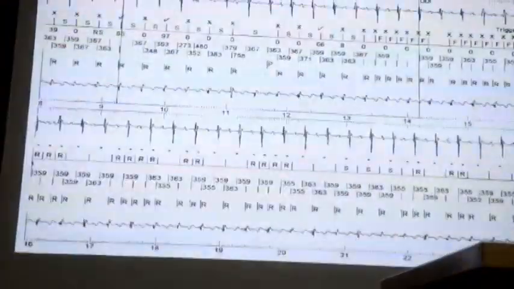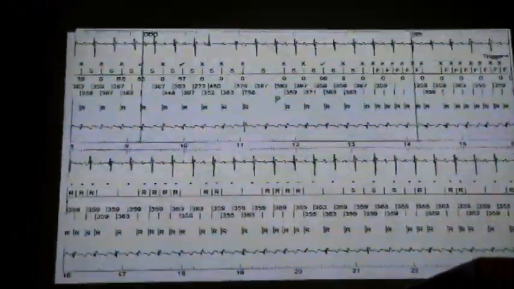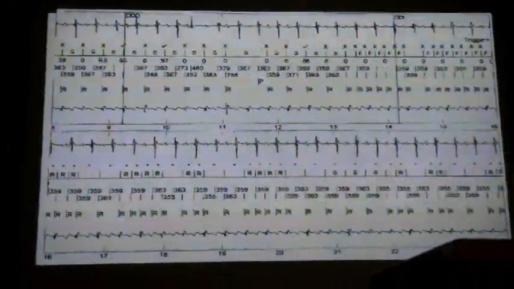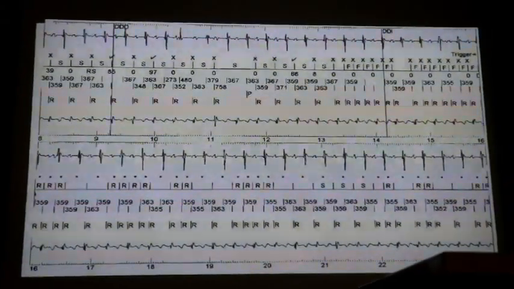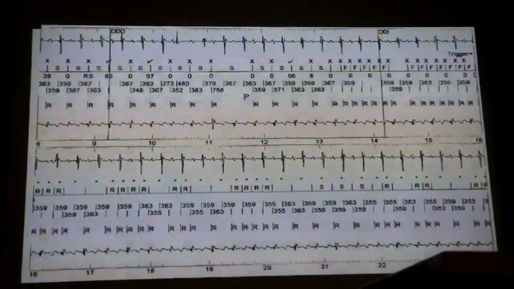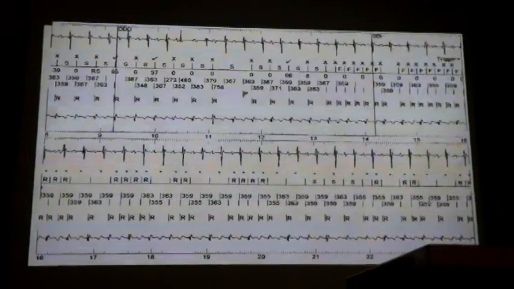So anyway, we dampened his heart rate a little bit, just a little bit, and we haven't seen any problems since. He didn't like the inappropriate shocks, so he's quite good with taking his meds.